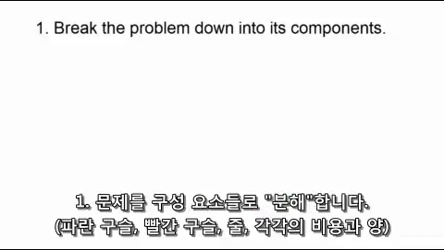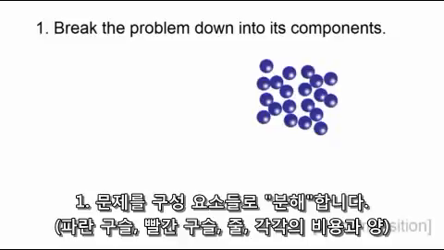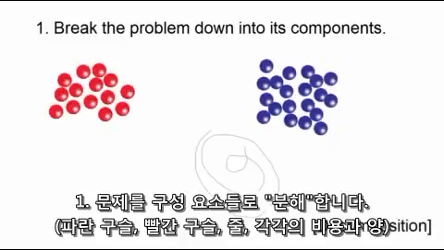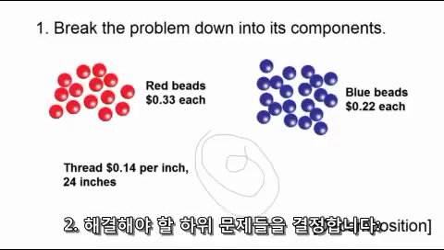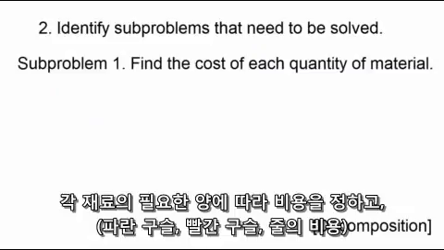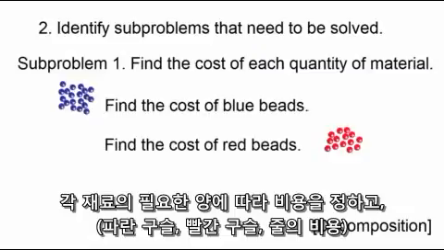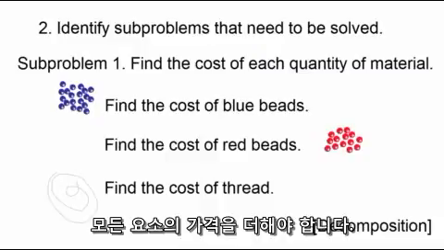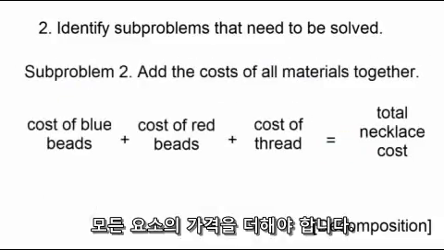1. Break the problem down into its components: blue beads, red beads, thread, their costs and amounts. 2. Identify subproblems that need to be solved. Determine the cost of each quantity of material, cost of blue beads, cost of red beads, cost of thread, and then add the costs of all three materials together.